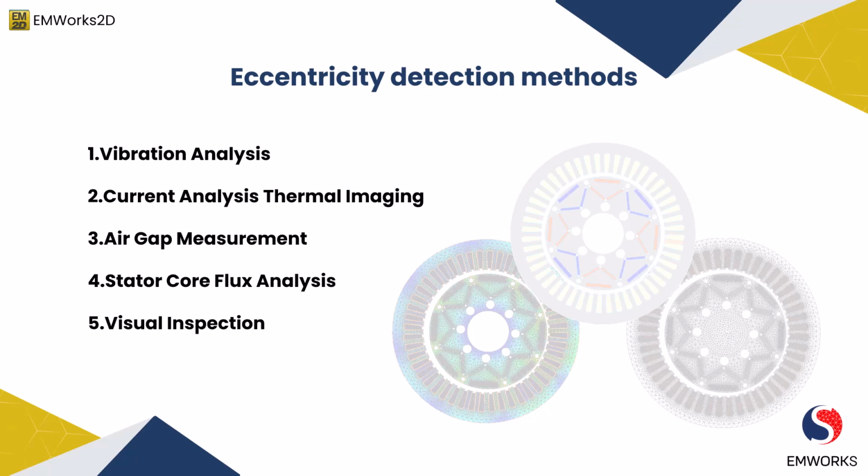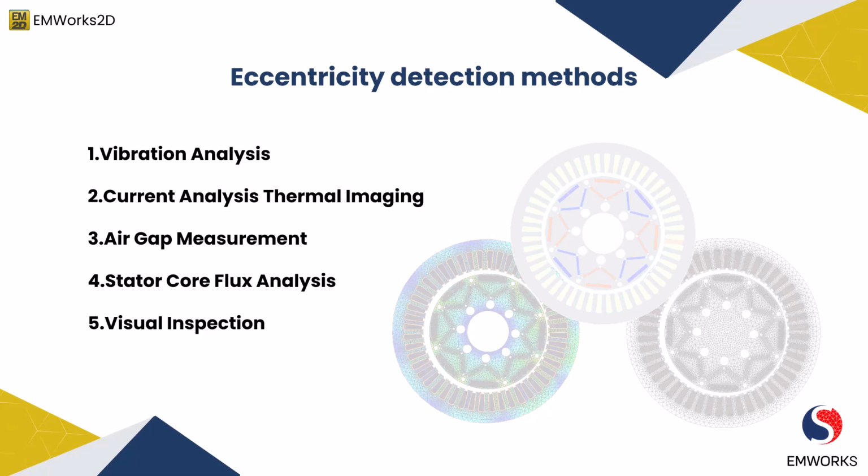And we can also have thermal imaging. Thermal imaging or infrared thermography can be used to detect temperature variations in the motor. Usually, eccentricity can cause localized heating due to increased friction and magnetic losses. By capturing thermal images of the motor during its operation, areas with abnormal temperature patterns can be identified, indicating potential eccentricity.